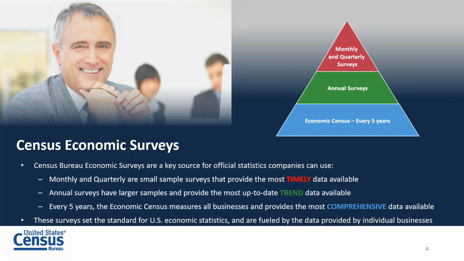At the very top of the pyramid, our most timely programs are the monthly economic indicators. At the very top, they are very timely, but they are not very detailed when it comes to the geographic information that is shown and the industry and the data variables. At the bottom of the pyramid, however, is the economic census, sort of the opposite of timely, but certainly our most detailed programs.